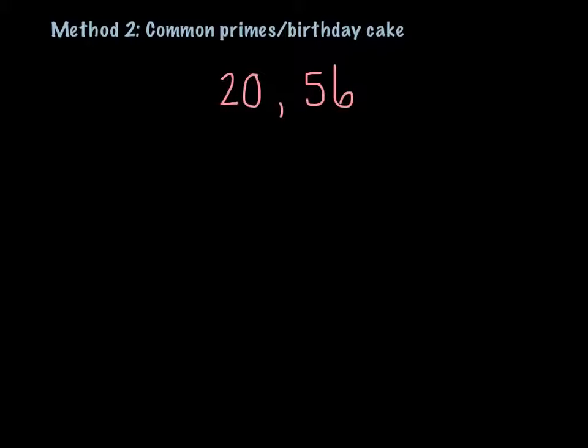So a second way to do this, if you know about prime factorization, is to find the common primes. So what we do is we separate the two numbers by a comma, and we draw this upside down birthday cake underneath. If you're not sure about this, you can watch the prime factorization video. First, we're going to pick a prime number that goes into both of these numbers. So I'm going to choose the number 2, and then we're going to divide into each of them.